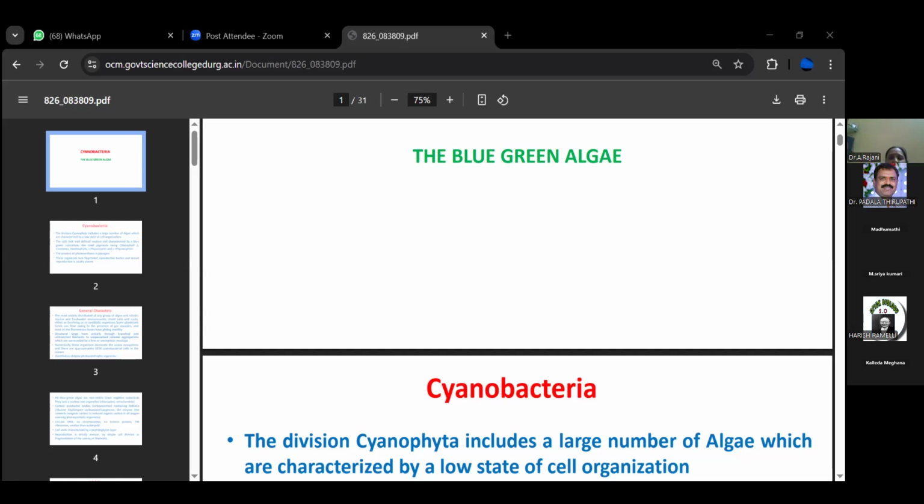These CYANOPHYCEAE, you know, what type of characters are there? Many scientists add the CYANOPHYCEAE to the microbiology side. Why add them to the microbiology side? What characters are there? Today we will discuss these characters. In this one, the cyanobacteria.